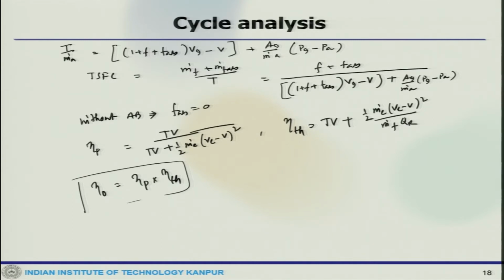So finally, when you get this thermodynamic analysis, the final aim is to get these performance parameters like specific thrust, TSFC and all this.